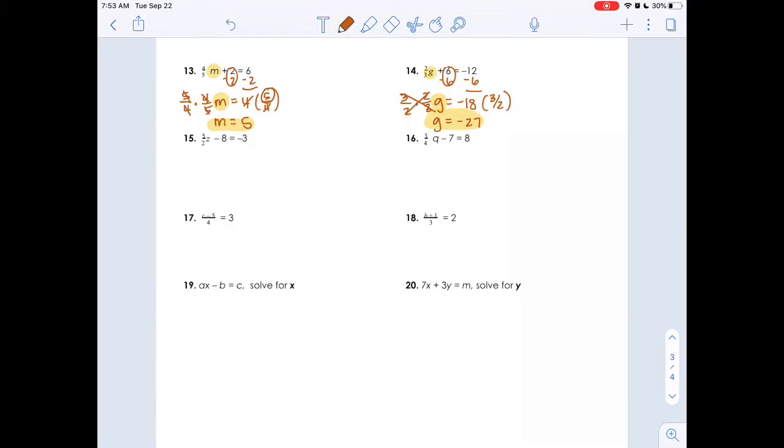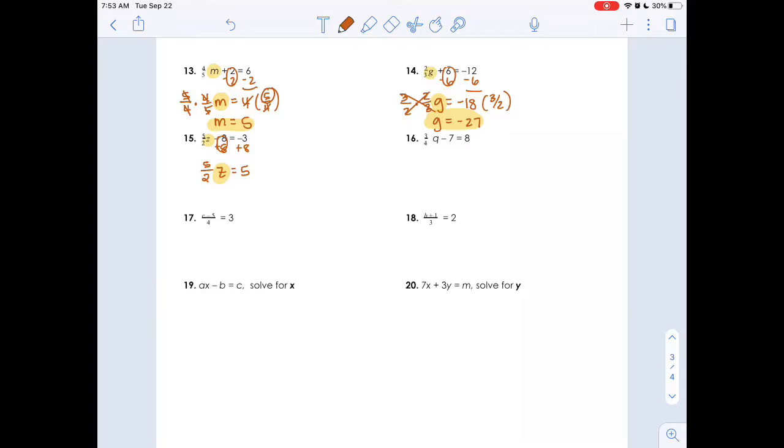Number 15 is a similar problem. 5 over 2z equals negative 3. The variable here is z. I'm going to first add 8 to both sides. Negative 8 plus 8 is 0, leaving me with 5 over 2z. And then negative 3 plus 8 is 5.